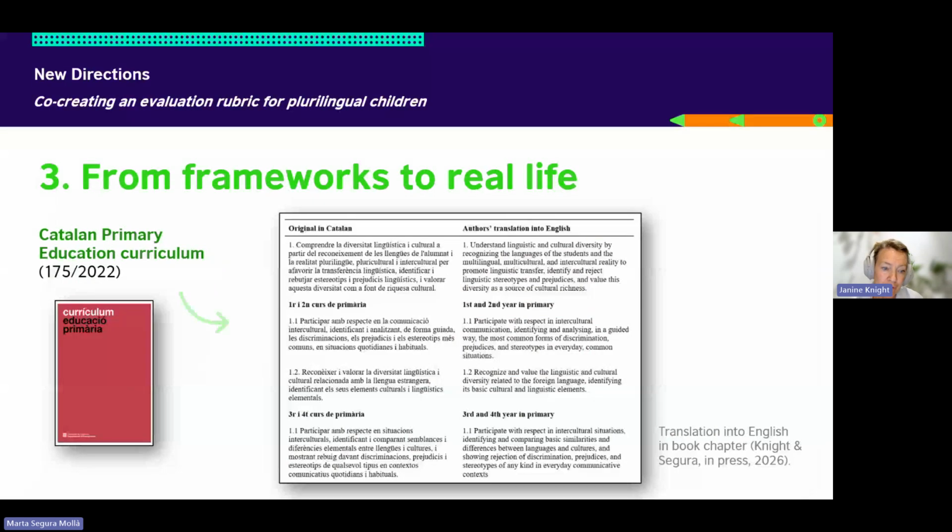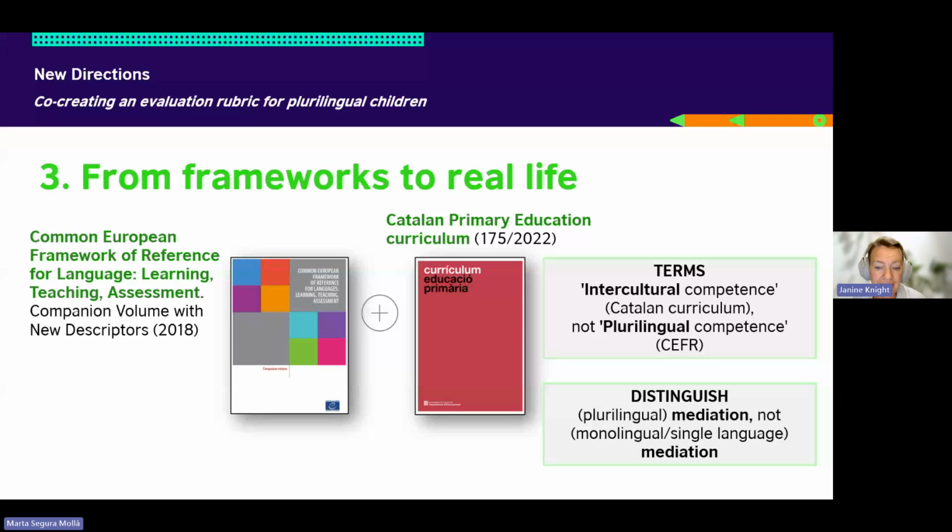And as I mentioned before, another framework that we referred to is the Catalan primary curriculum, whereby the descriptors form part of intercultural and plurilingual competence, which the head teacher mentioned earlier in the video. And here you can find it translated into English. So these two frameworks were completely compatible, but we found two important conceptual aspects that we needed to address in order to practically move forward.